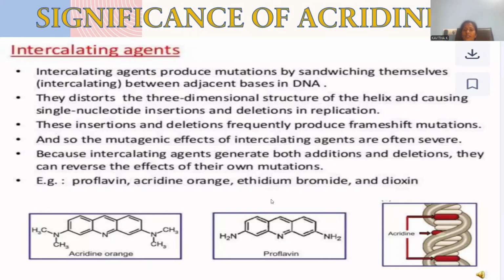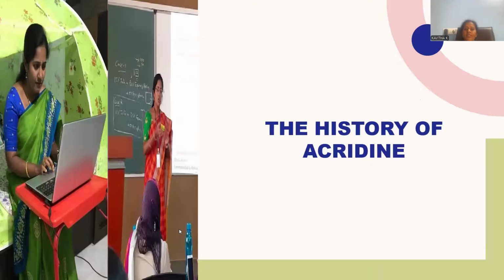That is used to avoid that, to restrict the growth of that particular organism, especially the pathogenic organisms, like proflavin, acridine orange, ethidium bromide, and dioxin. All are having the property of this intercalation, giving rise to antimicrobial activity.